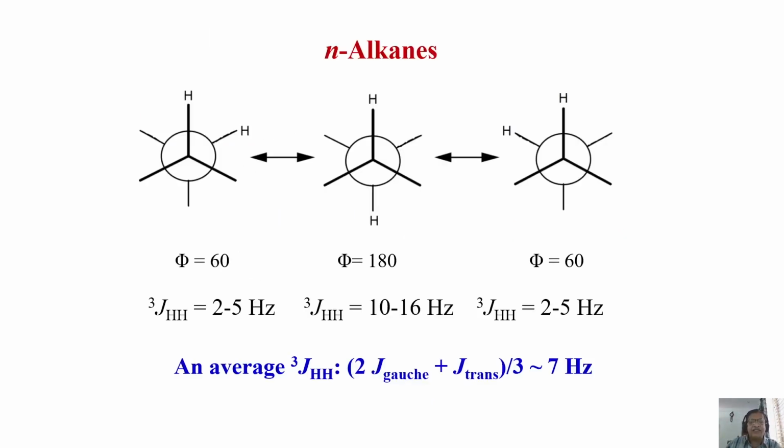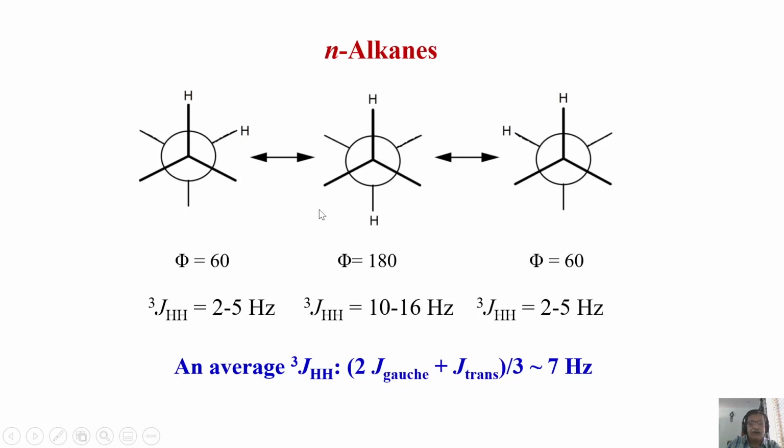Okay. And in n-alkanes, if you consider this type of molecule, it can undergo rotation like this, which can have orientations like this. There can be a phi angle between this three-proton group and the other one, across the CC bond, due to rotation. If the angle phi is equal to 60 degrees, 3J coupling can be 2 to 5 hertz. If the phi angle between these two is 180 degrees, it is 10 to 16 hertz.